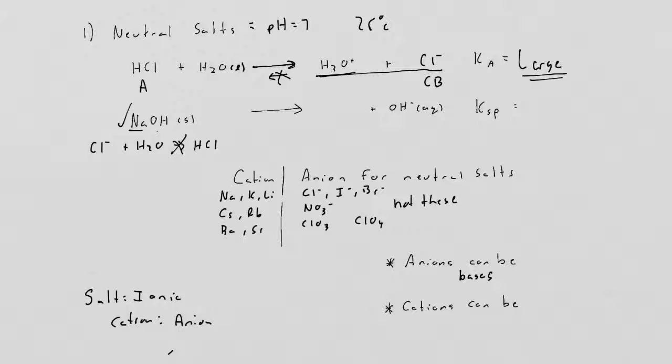All right, so an ionic compound like lithium bromide will be neutral because neither the cation nor the anion, they're both the conjugates of strong bases and acids respectively, and therefore they will have no effect on the pH.